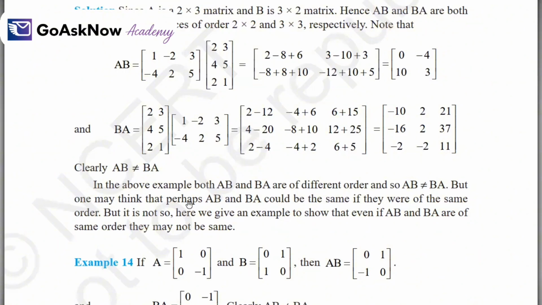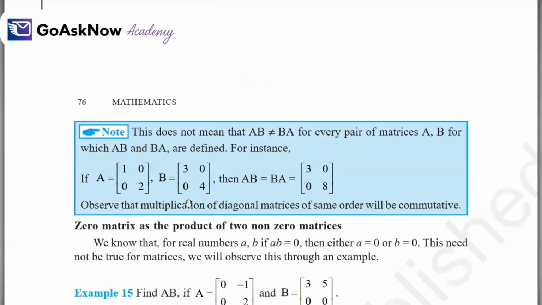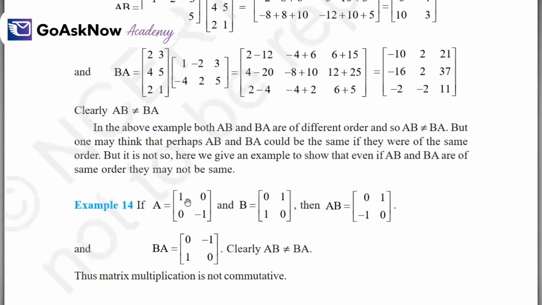So let's start this lecture and see the next example. In the above example, we have already covered that AB is not equal to BA. Matrix multiplication is not commutative. We saw an example of two matrices where A is 2, 3, 4, 5, 2, 1 and B is 1, minus 2, 3, minus 4, 2, 5.